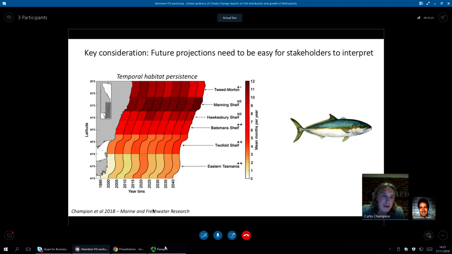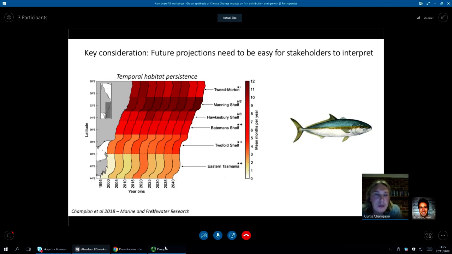So in this paper that Greta and myself and my other two supervisors put together, we really steered away from providing those colourful maps and looked for something a little more simple. We came up with the idea of temporal habitat persistence, which is essentially the number of months per year that suitable habitat, defined as I just mentioned on the previous slide, exists in each of these regions from southeastern Australia. Then we projected that through time, and looked at whether the number of months per year that suitable habitat for this animal would persist.